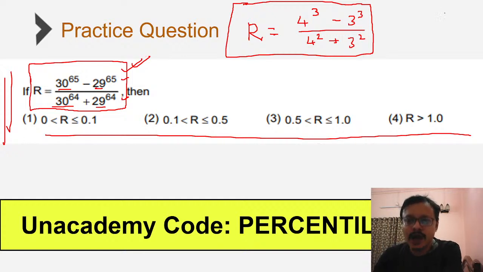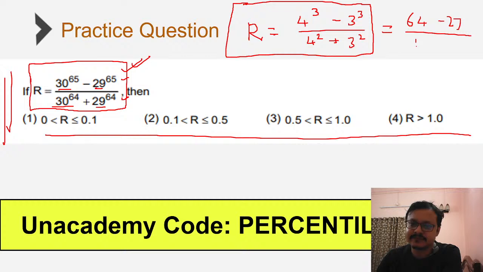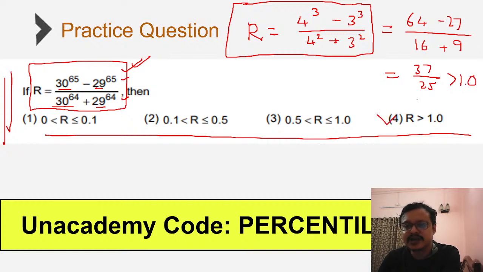So how much is this coming out to be? 4 cube is 64. Minus 3 cube is 27. 4 square is 16. 3 square is 9. So that is 37 by 25, which is greater than 1. Hence the answer is option D, that is r is greater than 1.0.